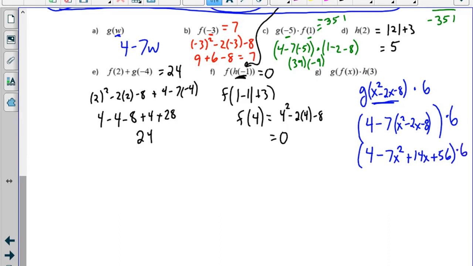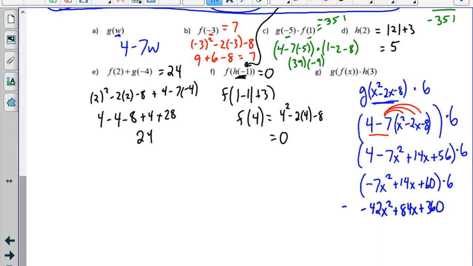So now it's just a matter of simplifying things. Notice that I used the distributive property here in order to deal with that. I did not do 4 minus 7 first. That's just the order of operations. So negative 7x squared plus 14x plus 60, because I added the 4 and the 56. Now I multiply everything by 6. So I have negative 42x squared plus 84x plus 360. That is g of f of x times h of 3.